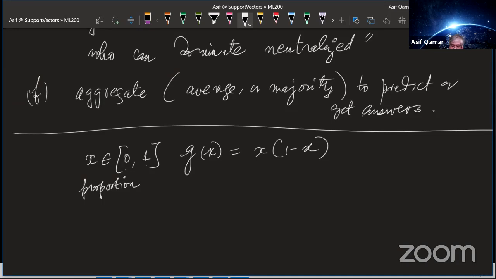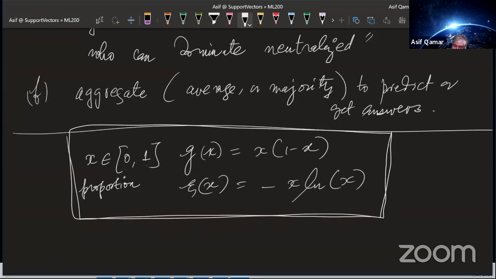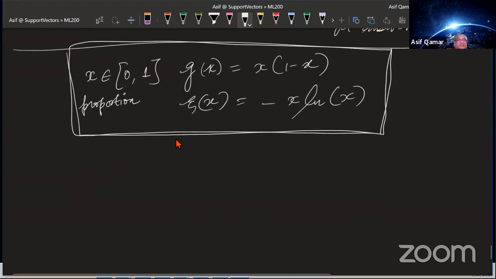Are we together? And I'll also consider another mathematical function. Let me call it entropy, which is minus x natural log of x. Are we together? So we are going to forget about all decision trees and all of that. We are going to study the mathematical properties of these two functions. What do they look like? These sorts of functions are actually very, very useful in machine learning. You'll not only see it here, they are fairly ubiquitous in the landscape of machine learning everywhere.